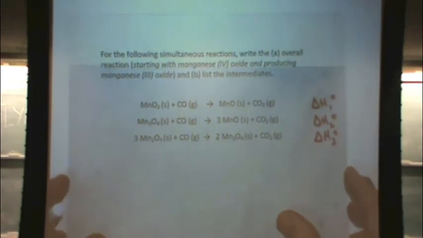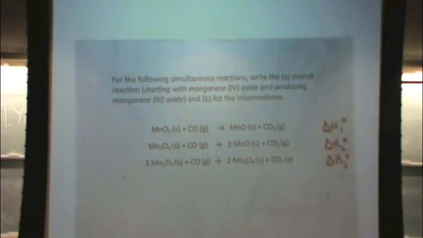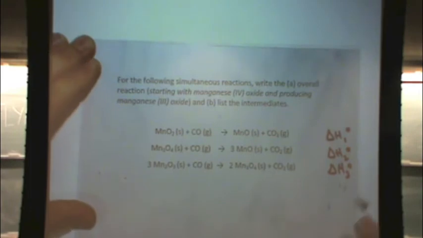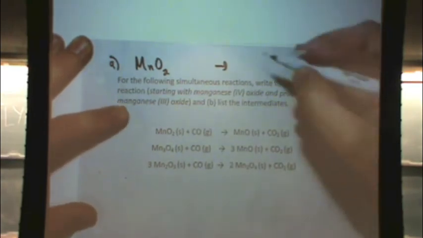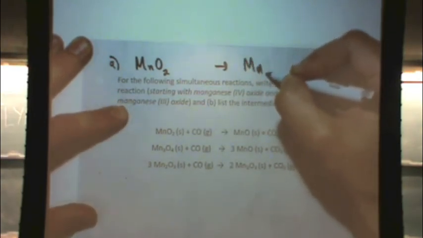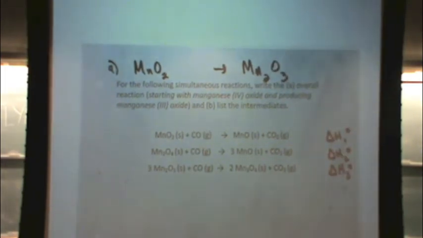Okay, here's how I would tackle this. Write the overall reaction. I would do B first. What are the intermediates? You can kind of start with A, but A is going to be a little bit difficult. You know you're starting with manganese(IV) oxide, that would be MnO2, and you're producing manganese(III) oxide, that would be Mn2O3, because O is 2 minus. So you know that is vaguely part of the overall reaction.